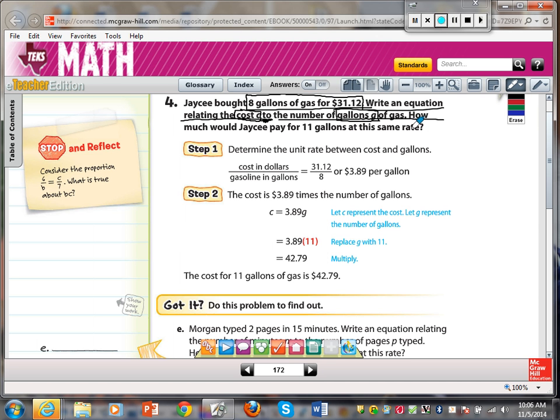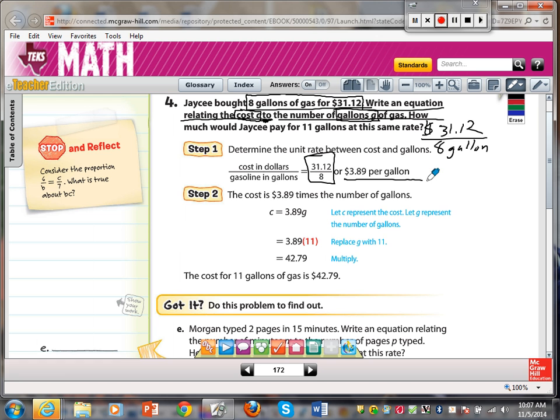Well, remember, they gave us the rate up here already. So the first thing you have to do is set it up. We should set it up right here. $31.12 for 8 gallons. So you always want to convert everything into unit rates. That way you know how much it is for 1 gallon first. So the first thing you got to do is divide this. So when you divide that, you get $3.89 per gallon.